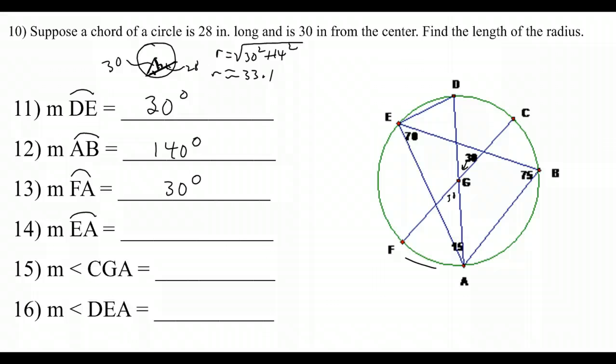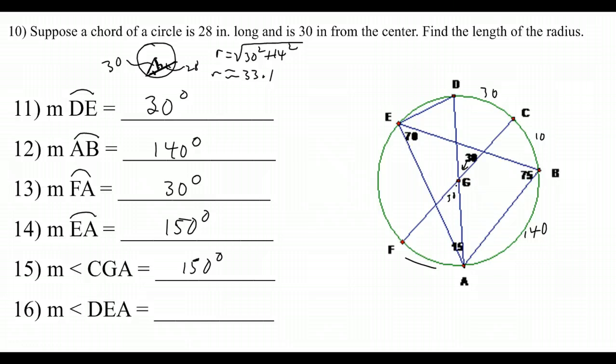From E to A, the inscribed angle is 75, so that's 150 degrees. Measure of CGA, from C to G to A. Well, if this is 140, and this up here is 30 because of this central angle, that makes this part 10. And if that part is 10, CGA is a central angle for 150 degrees.